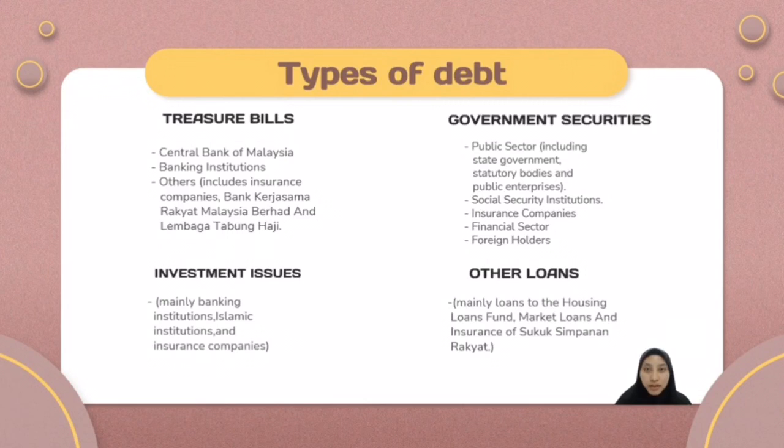First, treasury bills, held by the Central Bank of Malaysia, banking institutions, and others, including insurance companies, Bank Kerjasama Rakyat Malaysia Berhad and Lembaga Tabung Haji. Second, investment issue, mainly banking institutions, Islamic institutions, and insurance companies. Third, government securities, held by the public sector including state government, statutory bodies, and public enterprises, social security institutions, insurance companies, financial sector, and foreign holders. Fourth, other loans, mainly loans to the Housing Loan Fund, market loans, and issuance of Sukuk Simpanan Rakyat.